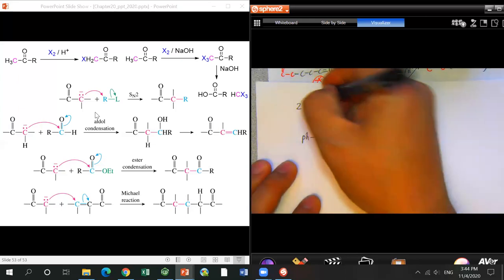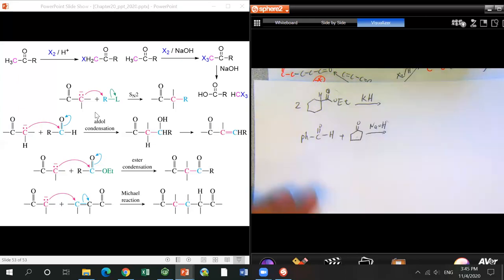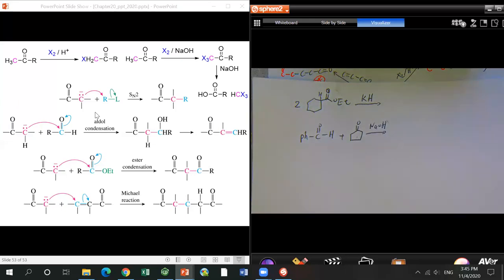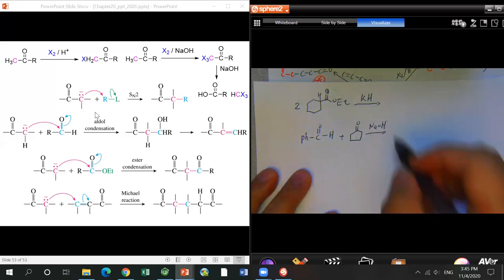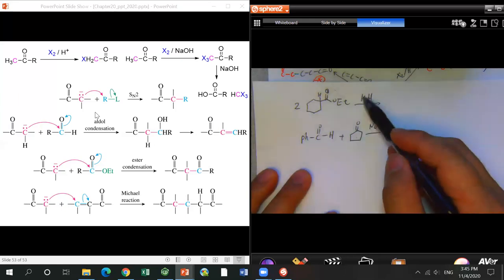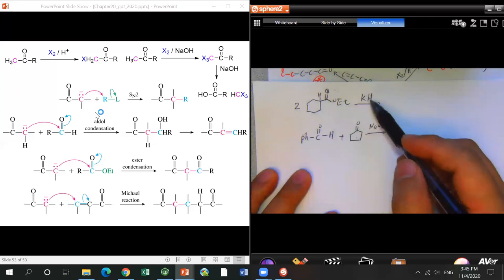So if it's one alpha hydrogen, normally the node cannot generate your most stable intermediate. So if you want to push the reaction forward, you have to use a stronger base. So in this case, we use potassium hydride.